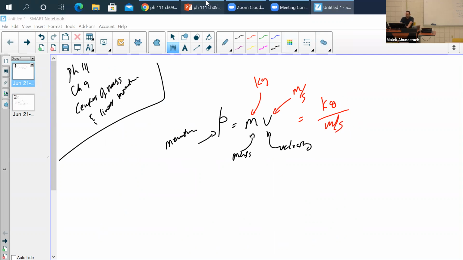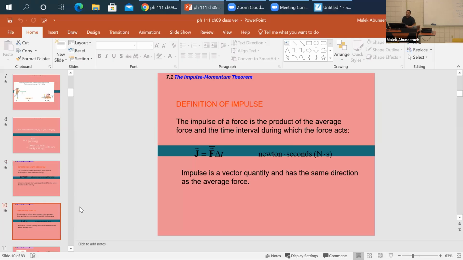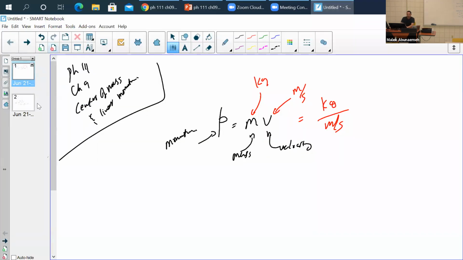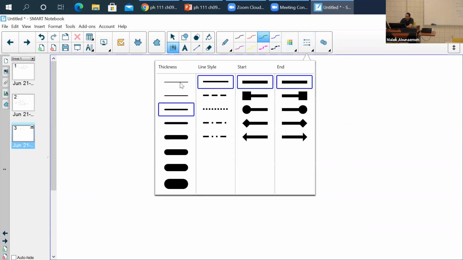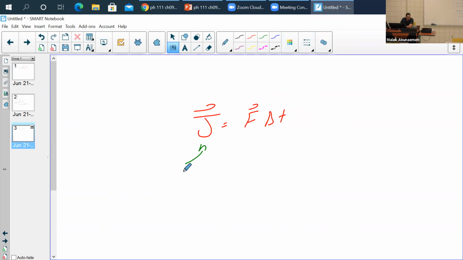Now I'm going to define something called the impulse. The impulse of a force is the product of the average force and the time interval during which this force acts. The definition of the impulse is your force multiplied by your change in time, which we're going to be seeing in a little bit. So your impulse is going to equal your force multiplied by delta t.